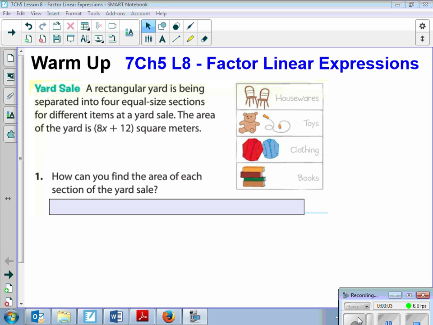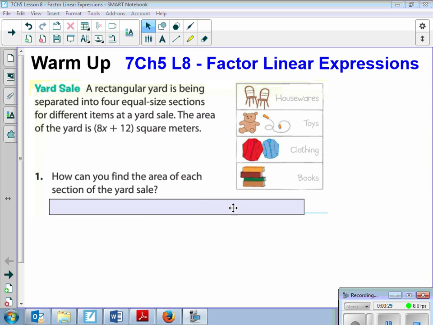All right, so Chapter 5, Lesson 8 is Factor Linear Expressions. Problem 1 says here, a rectangular yard is being separated into 4 equal-sized sections for different items at a yard sale. The area of the total yard is 8x plus 12 square meters. We want to see how we can find the area of each section of the yard sale.